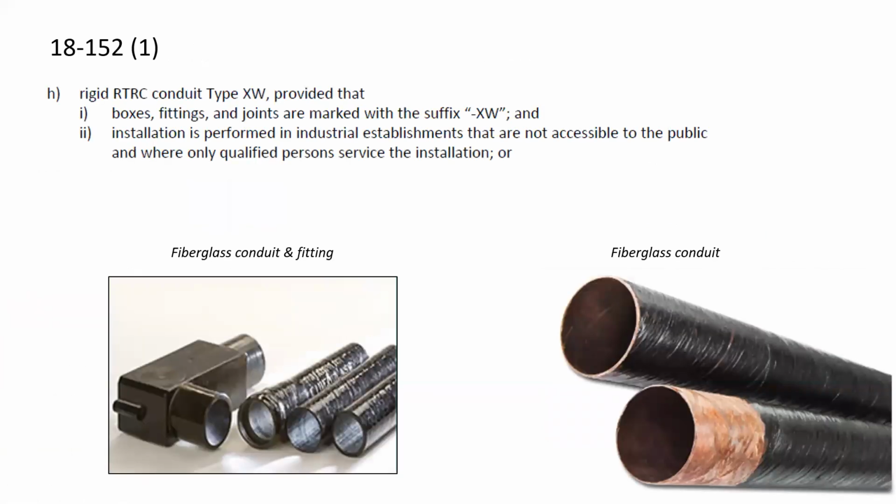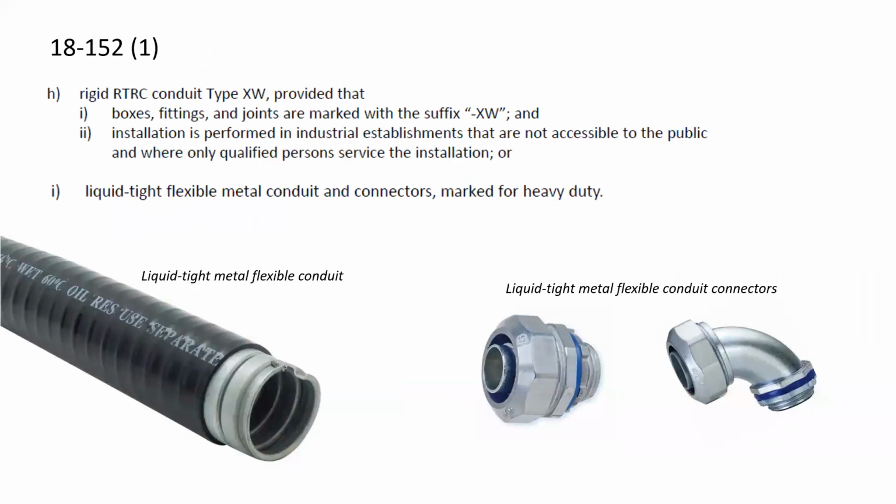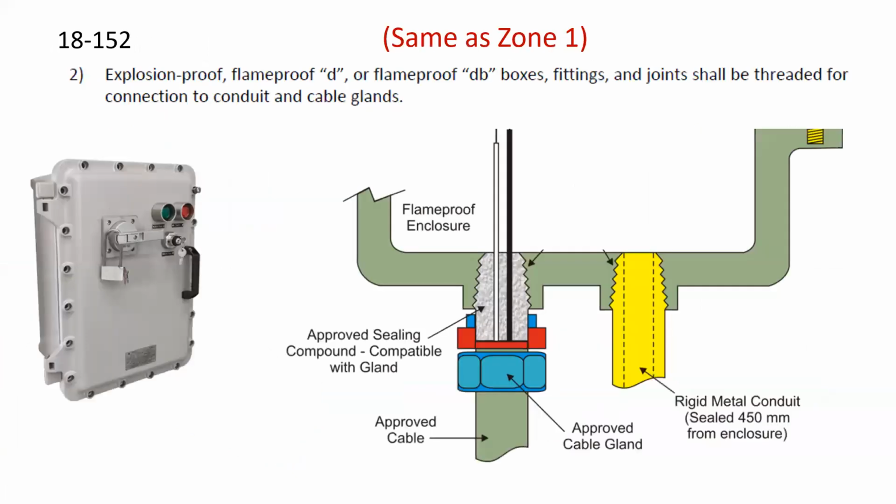There are also different types of conduit that are permitted, and we can see here RTRC, not extremely common. It would have to be type XW for industrial application. And then we have liquid-tight flexible metal conduit and connectors marked for heavy duty use. Now 18152 is going to be the same as Zone 1. And this is stating that all of these forms of conduit and cable, if they're going into an explosion-proof enclosure, need to be threaded for the connection to the conduit and cable glands.